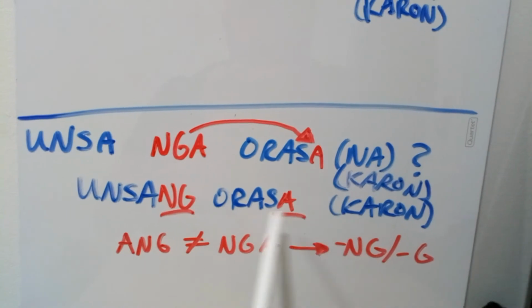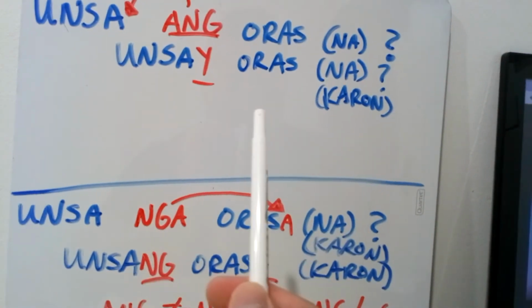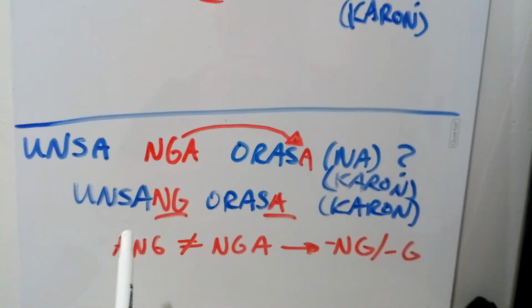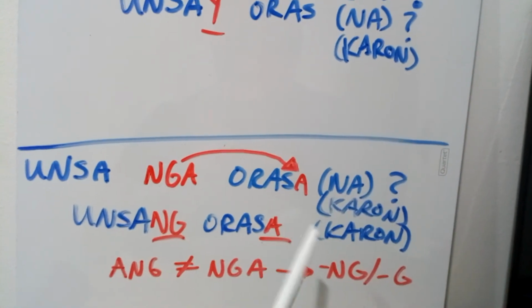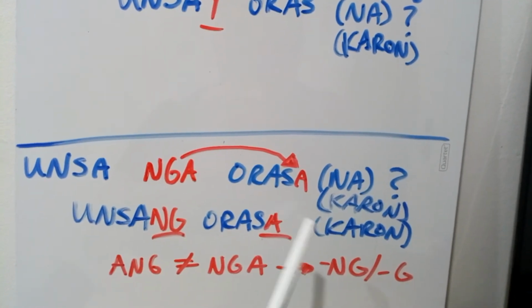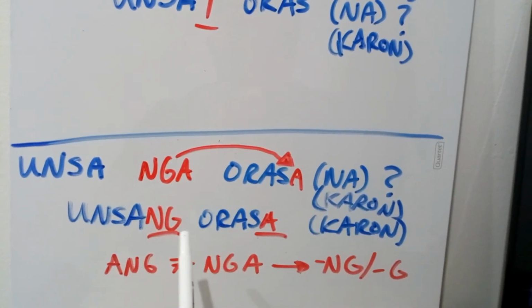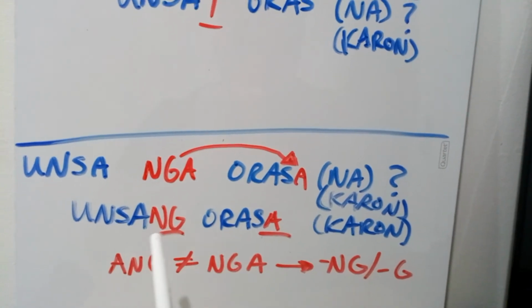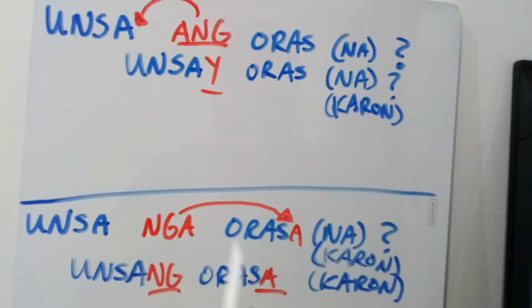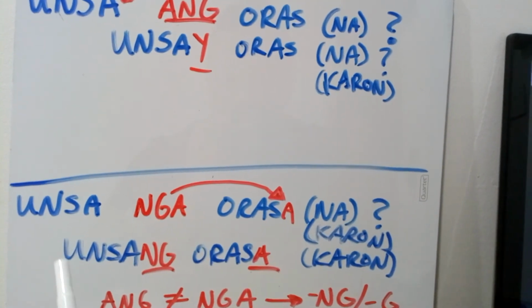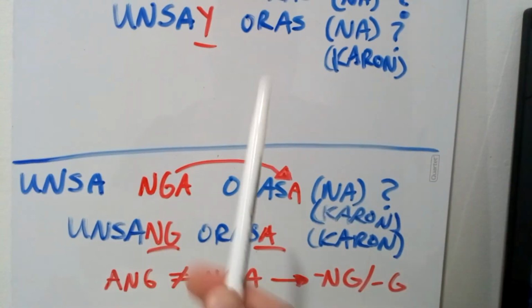What time in specific versus what time. Unsay oras, meaning what time, versus unsang orasa, what specific time. Like maybe it's at the hour of 3, maybe at the hour of 4, maybe at the hour of 6, maybe at 2:15, 2:30, half past, quarter till. It's asking for a very specific time. Whereas unsay oras is just asking, hey, what time is it? Casually. So that's the difference, right?